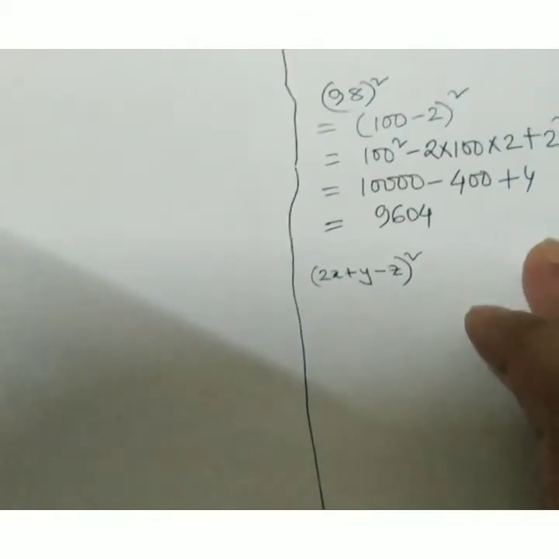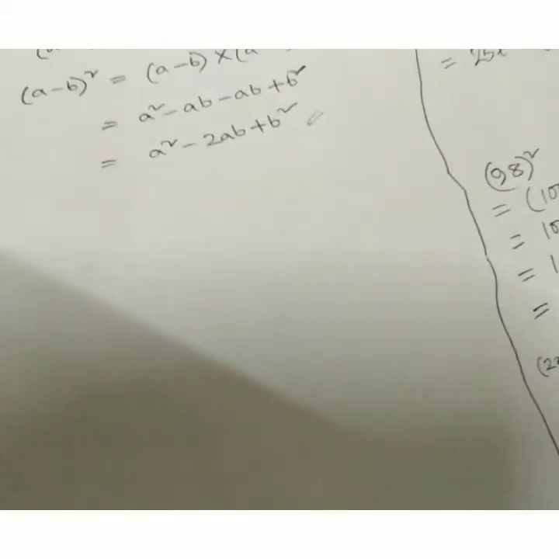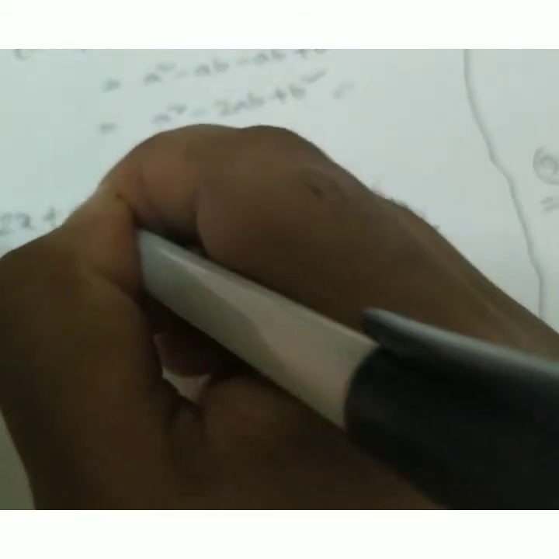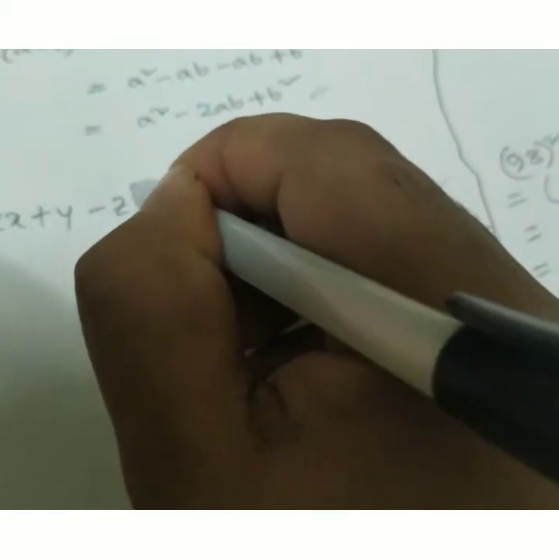And finally we need to solve this, so I will take a bit more space over here: 2x plus y minus z whole square.